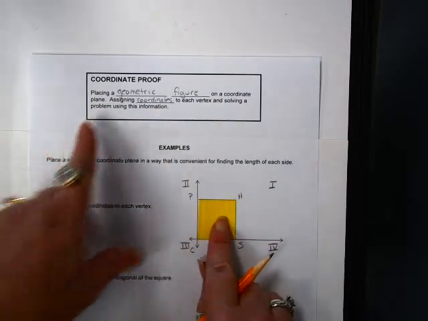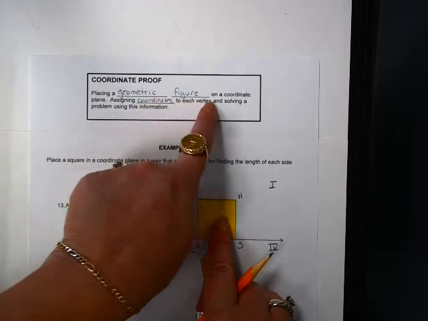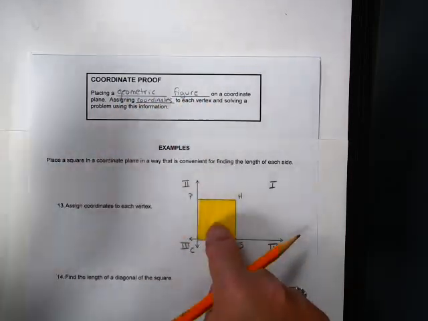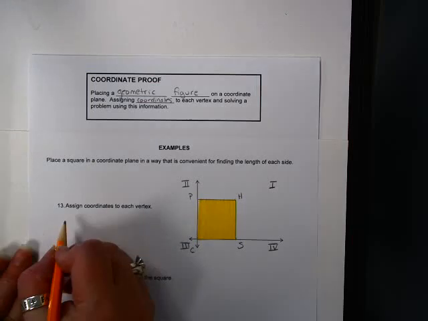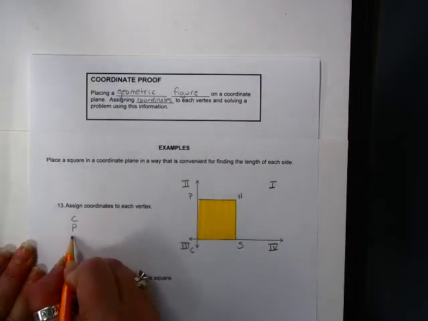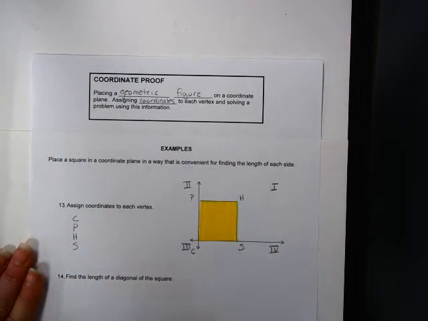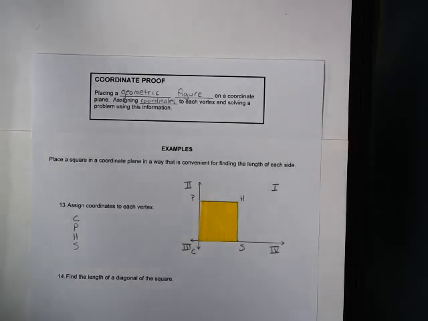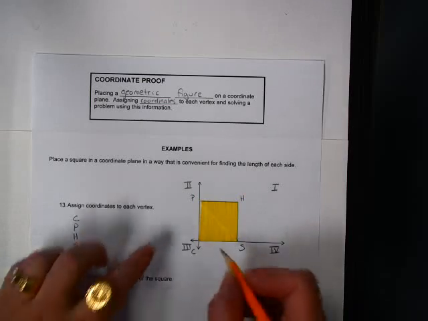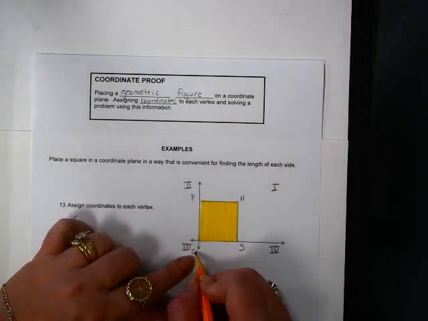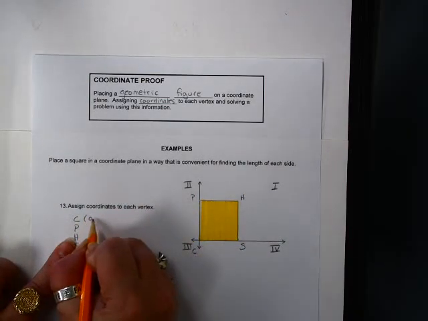So it says that assigning coordinates to each vertex. So right now we've assigned a name to each vertex. We have C, P, H, and S. And so now what we have to do is assign coordinates. But we don't really know very much about this. Here, I can tell you what C is. C is at point 0, 0.